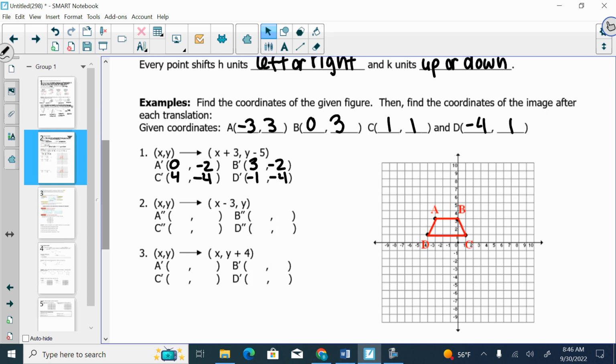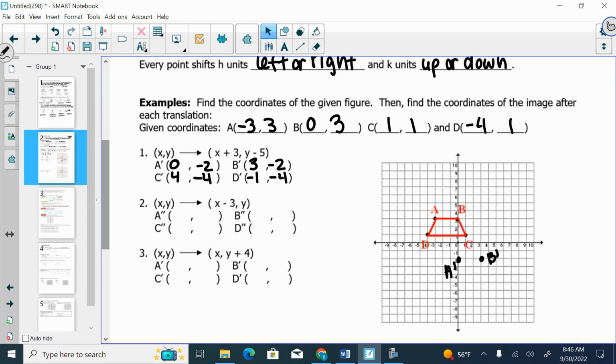All right, so now that I have these 4 points, I'm going to come over here and graph them. So my first point is A prime, which is at 0, negative 2. And remember, to denote that it's the new one, you put that little prime symbol, right? Okay, B is at 3, negative 2.